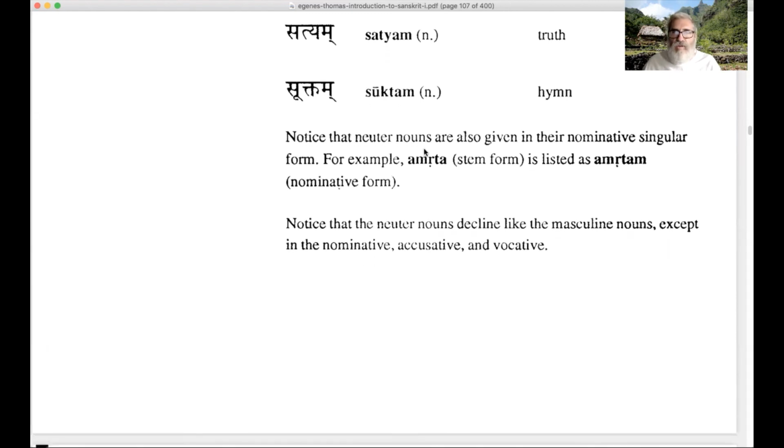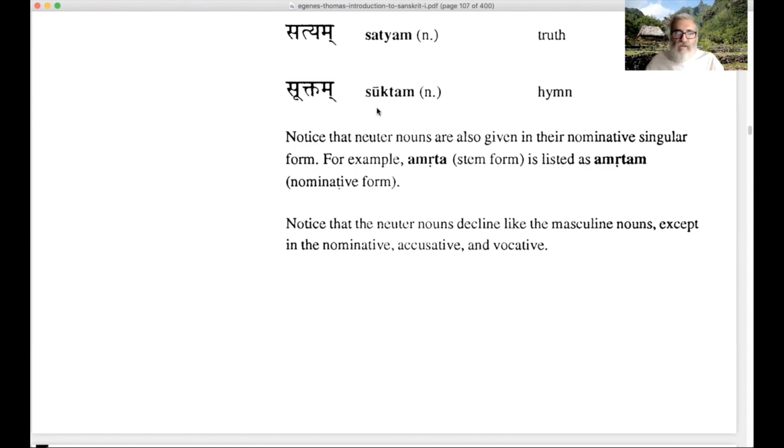So notice that the neuter nouns are also given in their nominative singular form. We could have said Amrita. We could have said Sukta, but we didn't. We said Suktam and Amritam. So the stem form Amrita is listed as Amritam, the nominative form, the prathama ekavachana, nominative singular form, to show us immediately that it's neuter. Because if it was an A ending masculine noun, it would be Suktaha. It's not Suktaha, it's Suktam. So just like we know Ramaha is masculine, we know Suktam is neuter. Phalam, Suktam, Vanam, they're all neuter.